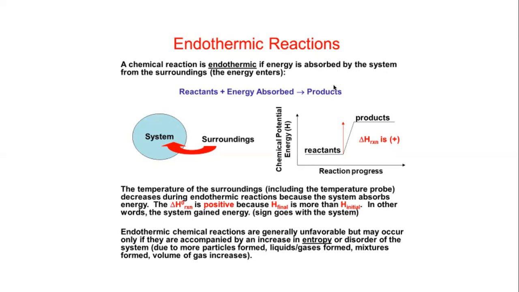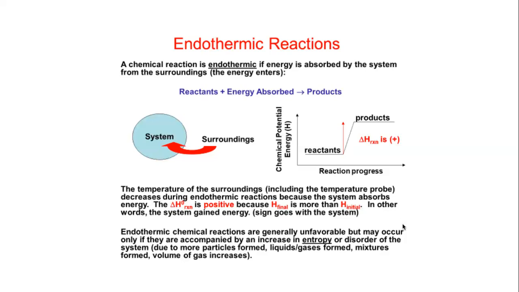So in this chemical potential energy plot versus reactant products, again, we can see that this is swapped. The reactants have a lower energy than the products. That means in order to form the product, we actually have to put some energy in. So the arrow is going up. The temperature of the surroundings, including the temperature probe, decreases during endothermic reactions because the system absorbs energy.